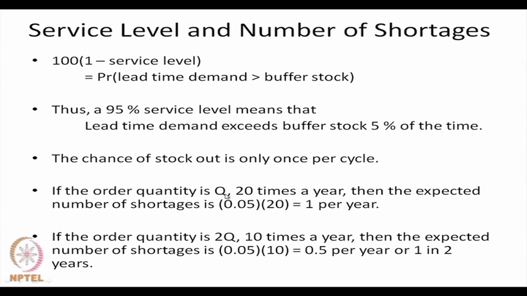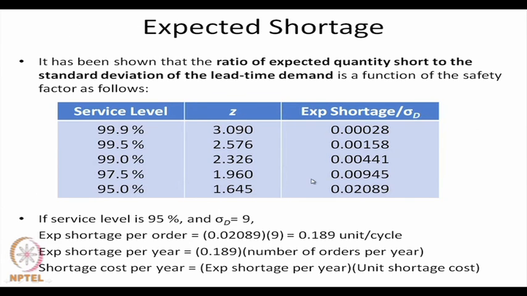If the order quantity is Q and is given 20 times a year, then the expected number of shortages is 0.05 into 20, which is 1 per year. If the order quantity is TQ and is given 10 times a year, then the expected number of shortages is 0.05 into 10, which is 0.5 per year or 1 in 2 years.